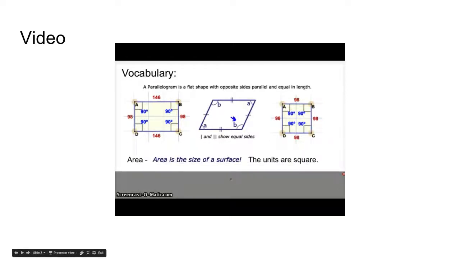The second thing is area. Area is the size of the surface. The units are squared. So if I had centimeters, they would be squared. If I had yards, they would be squared.